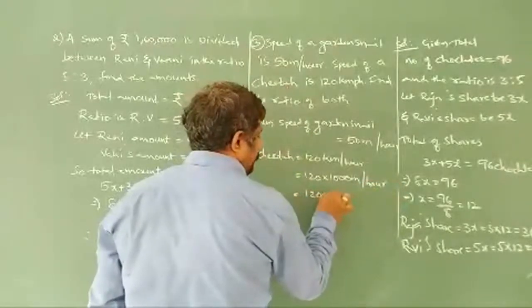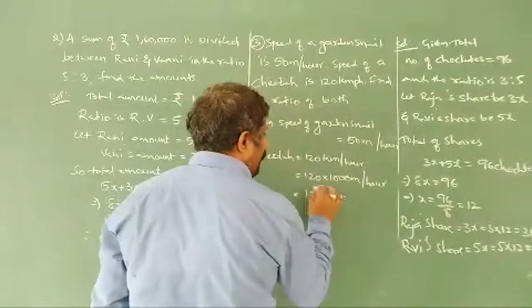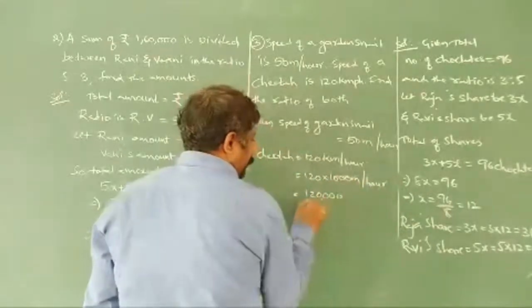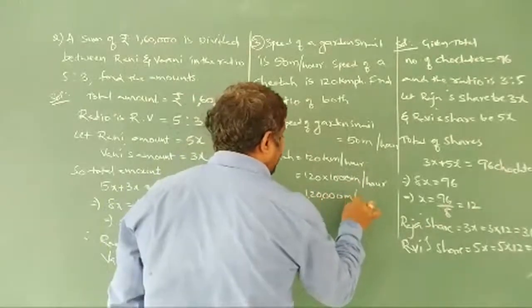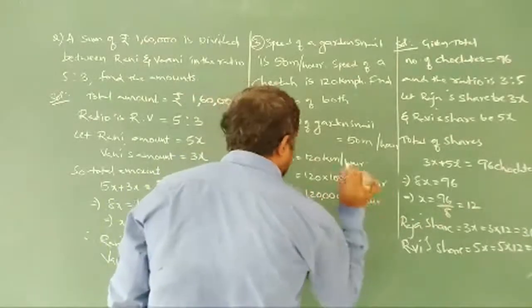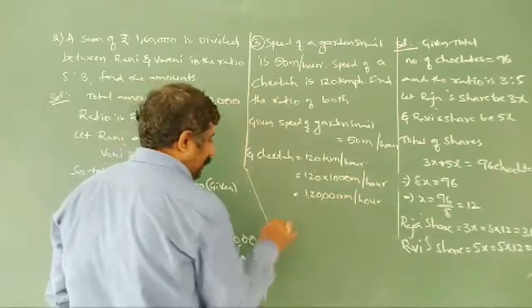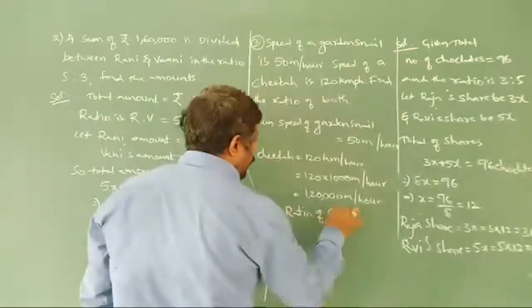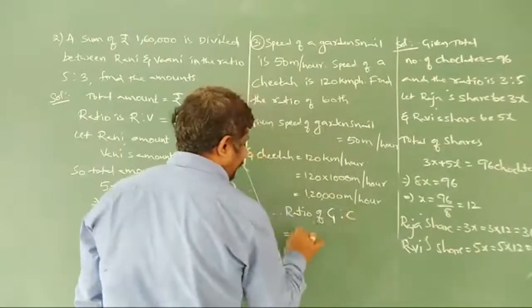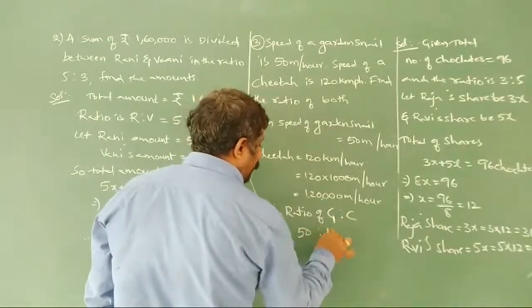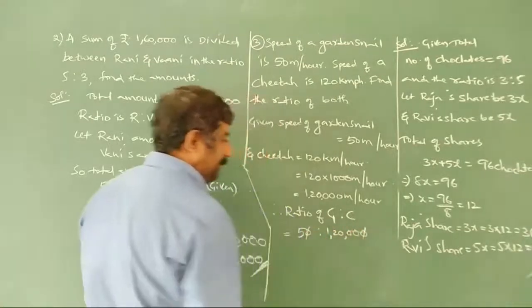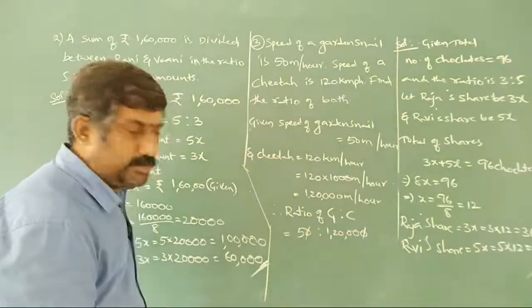So how many zeros? 4 zeros. 1, 2, 3, 4 zeros. So how much is it? 1,20,000 meters per hour we are getting now. So therefore the ratio of garden snail to cheetah is nothing but 50 is to 1,20,000. This zero is getting cancelled here.